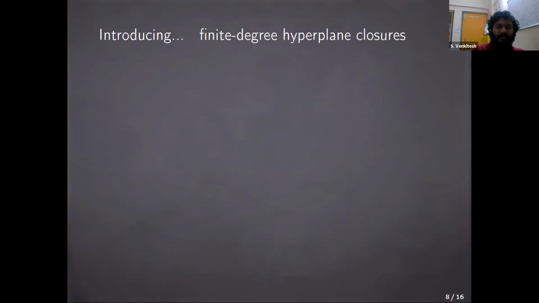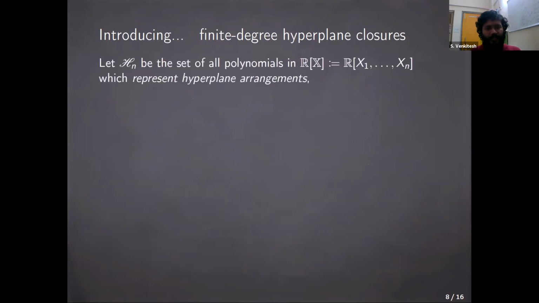So how do we solve this problem? Let me declare, we solve this problem fully in this talk. How do we do that? We do that by introducing what are called finite degree hyperplane closures. And what is it? Well, it's just a variant of the usual Zariski closure kind of object. We start with Hn, which is the set of all polynomials which correspond to hyperplane arrangements, by which I mean all polynomials which are products of linear factors. Any polynomial that's a product of linear factors, if you take its zero set, will be a union of hyperplanes. That's what I mean.